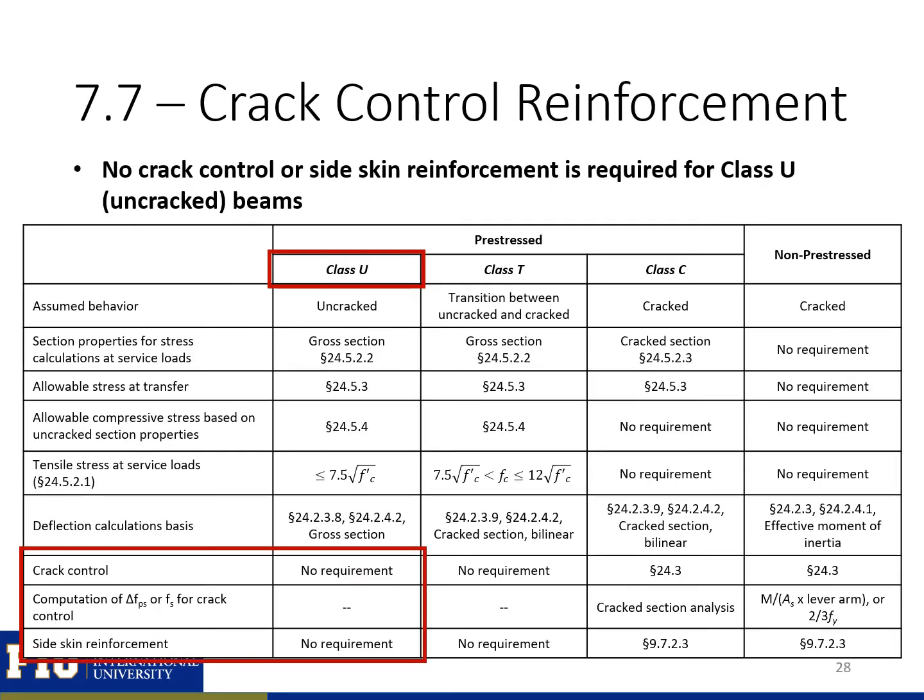On the next few slides, I'm going to briefly go over the ACI 318 crack control reinforcement requirements. Typically, we're going to try to design our beam so that we have a class U beam, which means it'll remain uncracked through its service life. If we design a class U beam, we don't have any crack control reinforcement requirements, and we don't have any side skin reinforcement requirements. So this is the simplest, and this will typically be what we want to try to do.